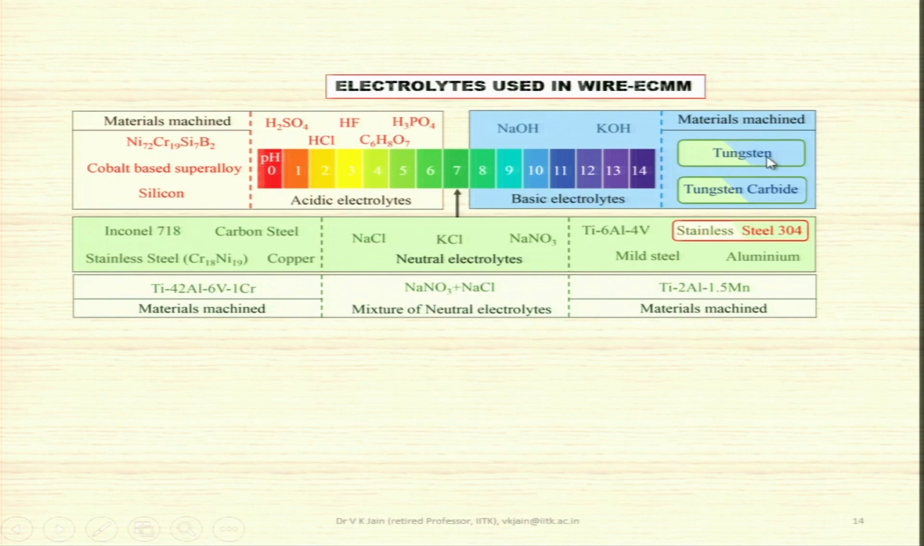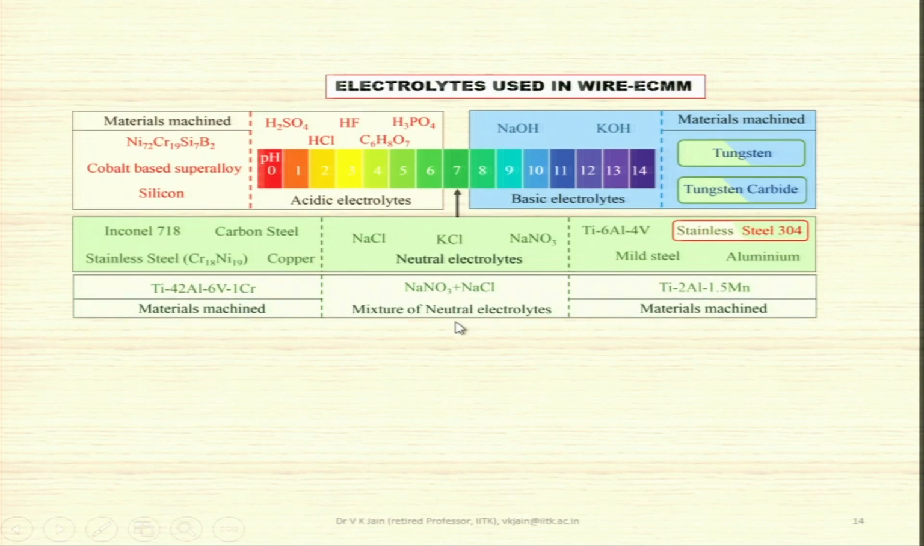Materials machined are tungsten, tungsten carbide, inconel, carbon steel, stainless steel, copper. You can use for these materials NaCl, KCl, NaNO3. They are known as neutral electrolytes. Titanium, aluminum, vanadium are the constituents, mild steel, aluminum. So you can use different kinds of electrolytes, like the materials machined are like this.